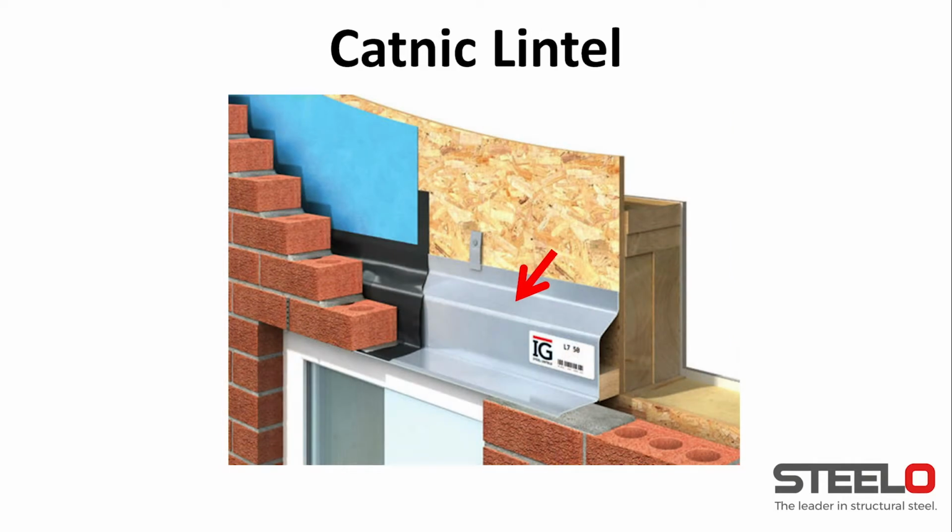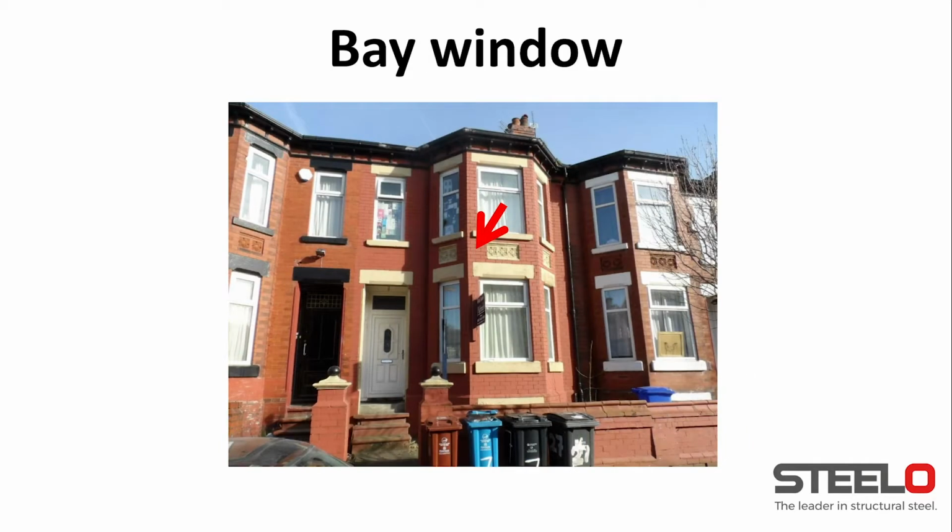A Catnic Lintel is a lintel made by a company called Catnic. They specialize in various shapes and forms, but normally they're cold rolled, so made out of quite thin steel sheet, rolled into these different shapes to support the bricks and blocks above it. A bay window is a window that sticks out of the building. It's very common for both Edwardian and Victorian houses.